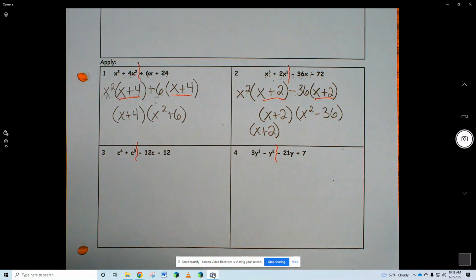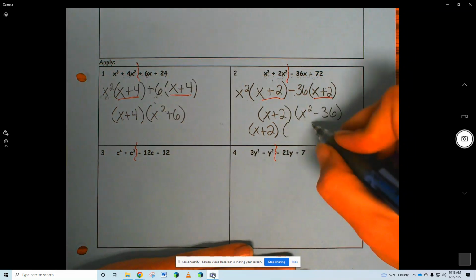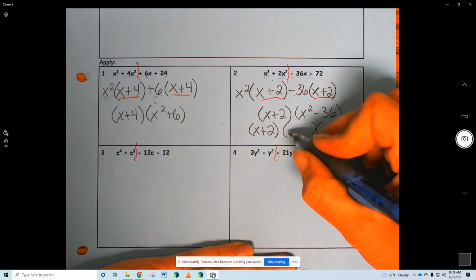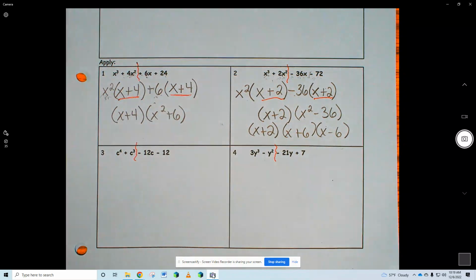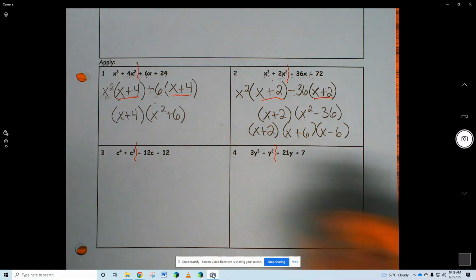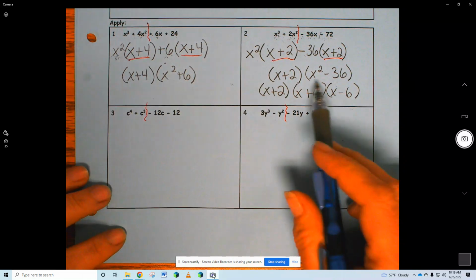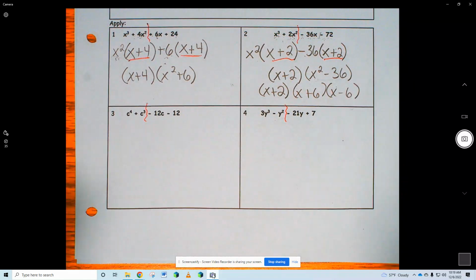What is it? X squared minus 36. What's special about 36? What makes 36? 6 and 6. It's a difference of two squares. X plus 6, x minus 6. That's the final answer. Just because x squared minus 36 is a difference of squares, you have to pay attention to things like that and remember from the past lessons.